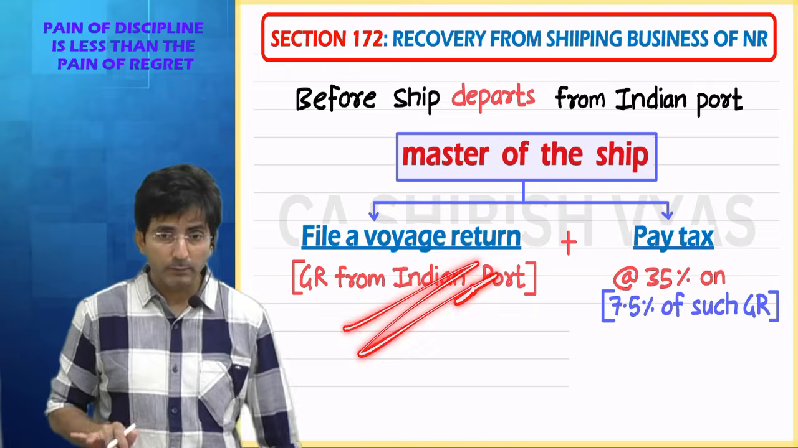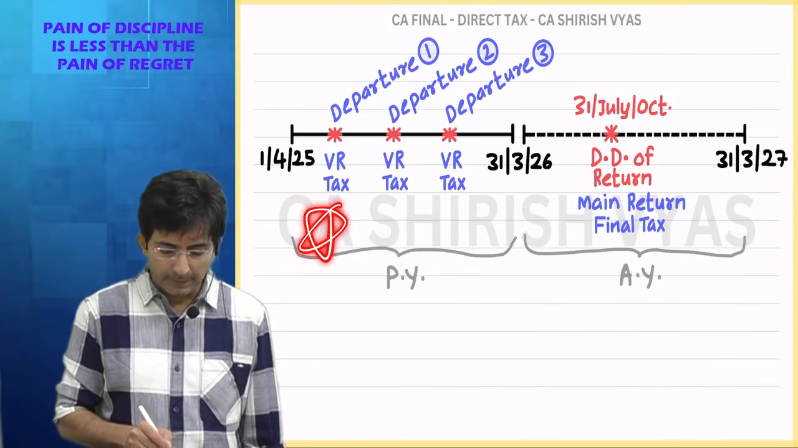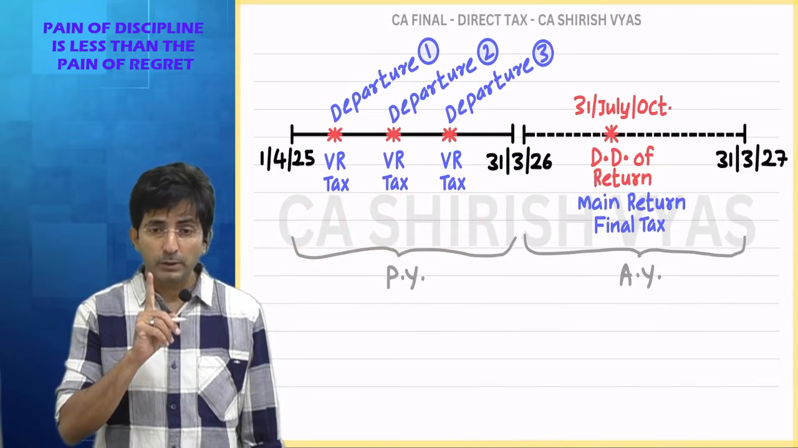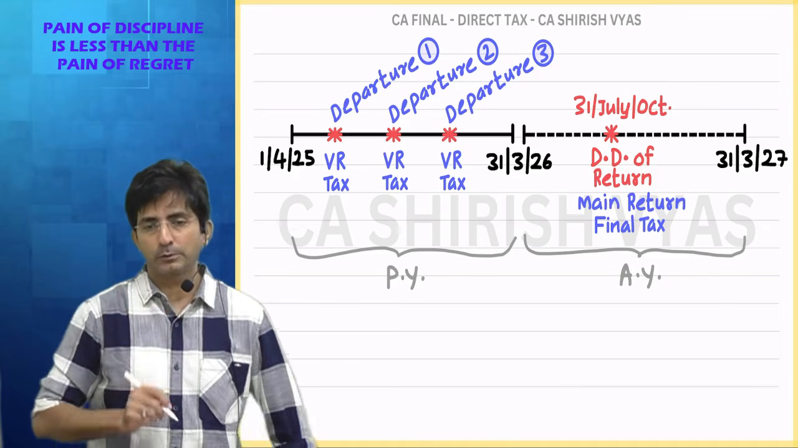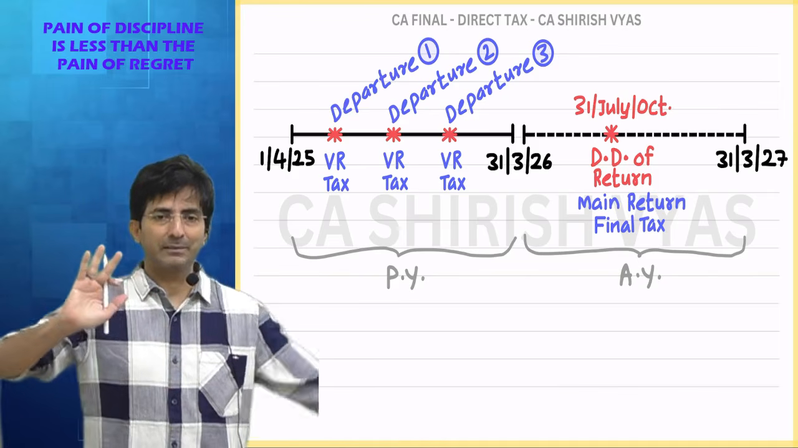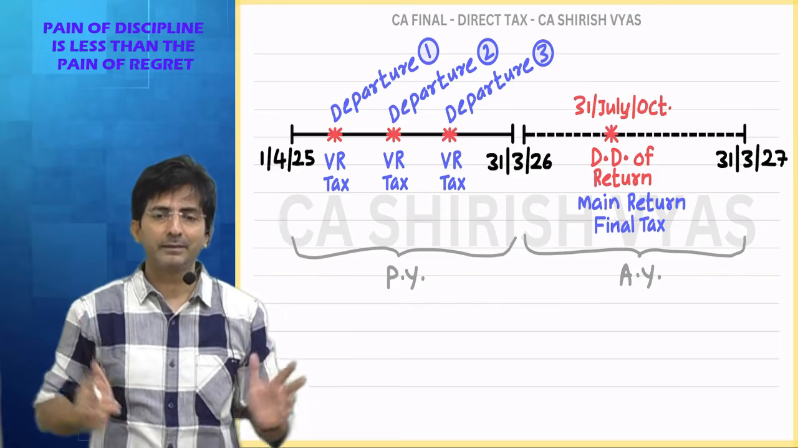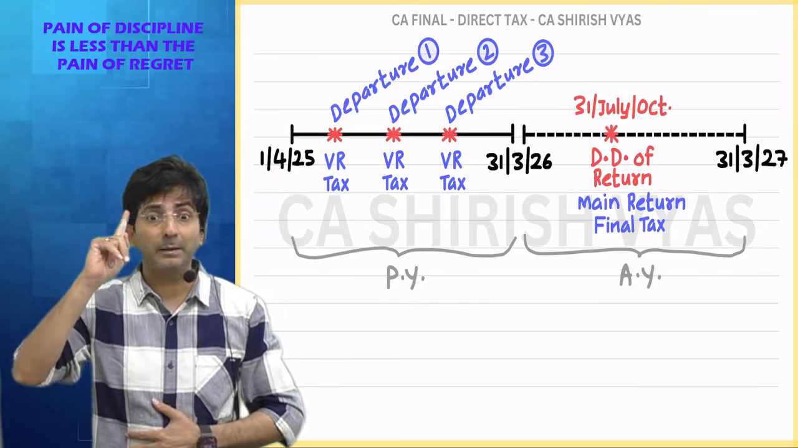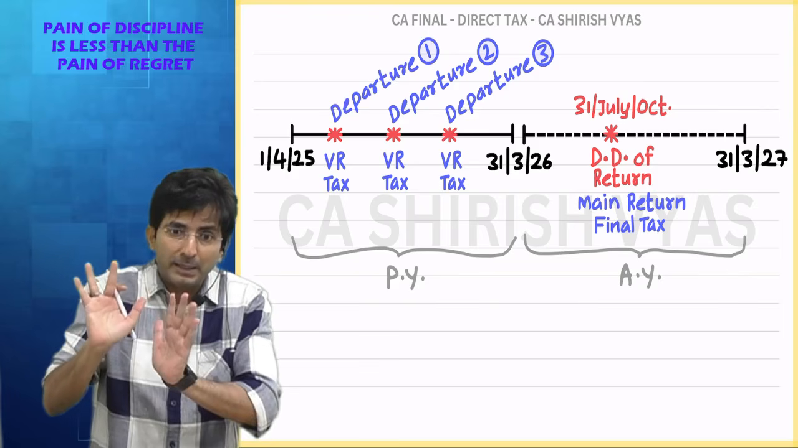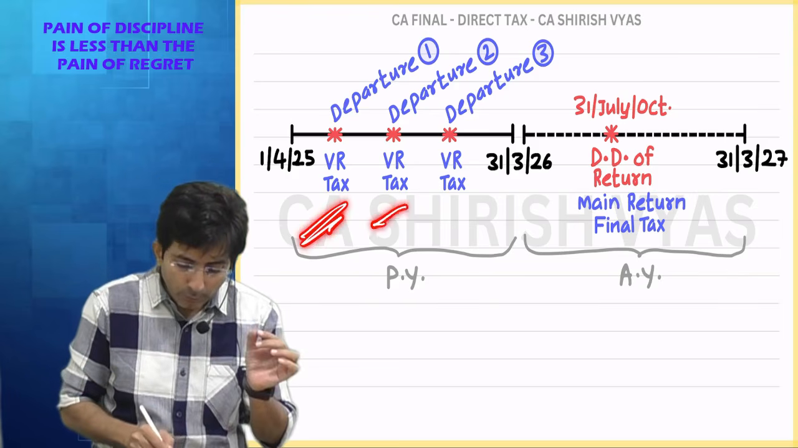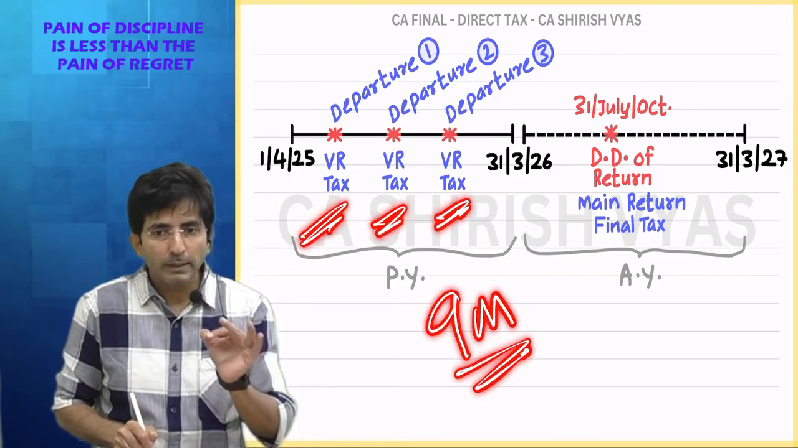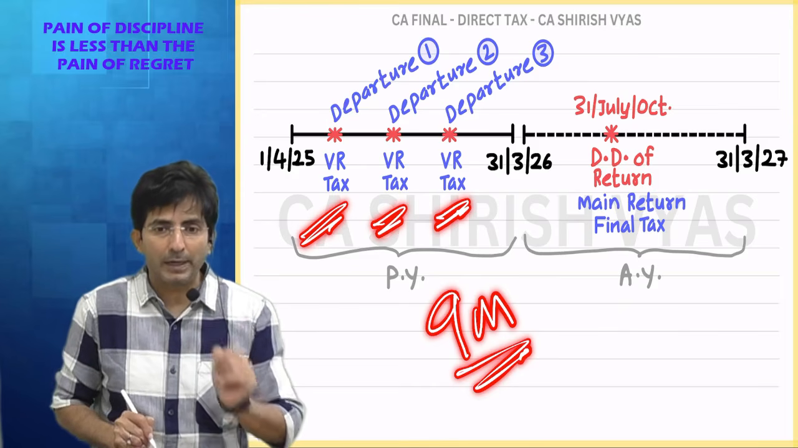See, this voyage return when you file, tell me, in my example how many times you filed voyage return? 3 times. For each voyage return, the AO should do the assessment also. But this is not our regular type of assessment. Our main regular assessment happens when? Within 12 months from the end of AY. Remember my first topic, assessment. But that is the main assessment. For voyage return also, there is some temporary assessment done within 9 months from the end of the year when the voyage return was filed.